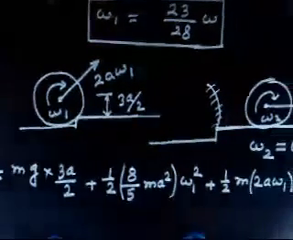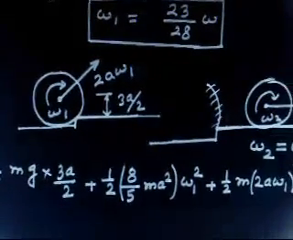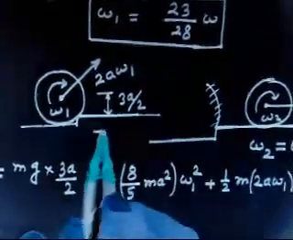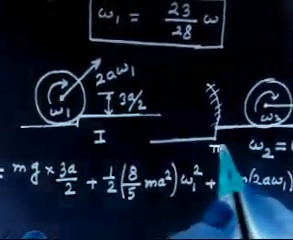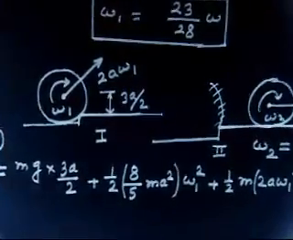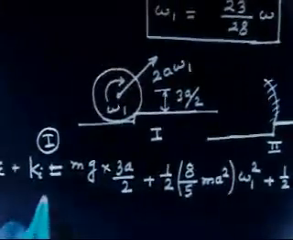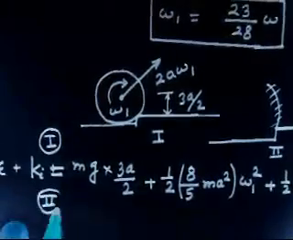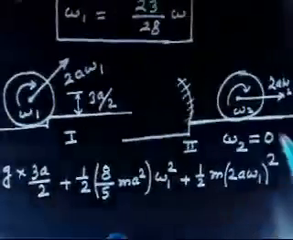So this is my initial energy. Finally when it reaches, let us say this is position number 1, this is position number 2. So this is the energy at position number 1. Are you getting? So this is the energy at position number 2. If I write the energy at position number 2, it has just reached this position.